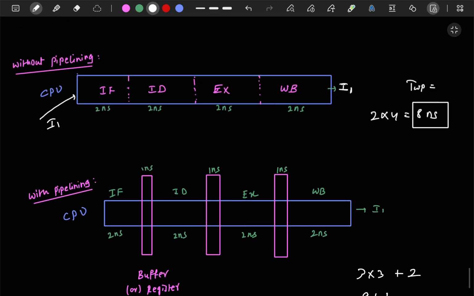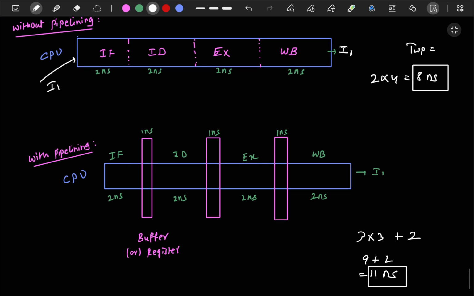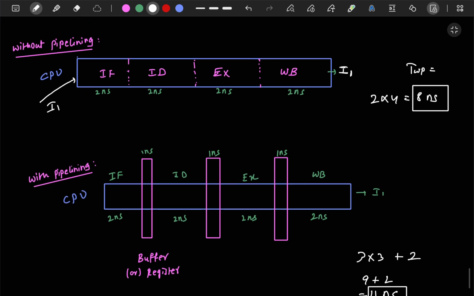So with pipelining it takes 11 nanoseconds to execute one single instruction, and without pipelining it takes 8 nanoseconds. I'm telling you, this is all about one single instruction. So which one is better? You can clearly see that if you have a single instruction, it's better to go for the technique without pipelining, because it will be faster. In a coming lecture I will explain why we are using these registers and why these buffers are allocated.